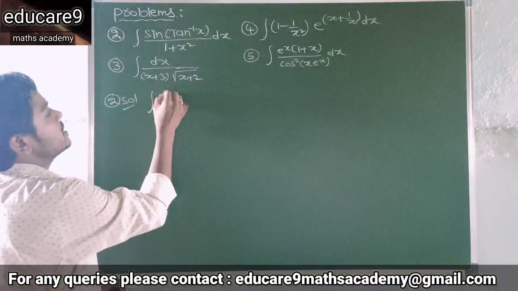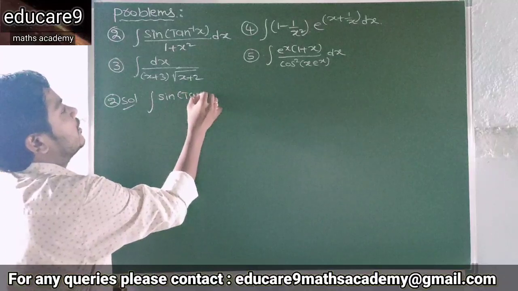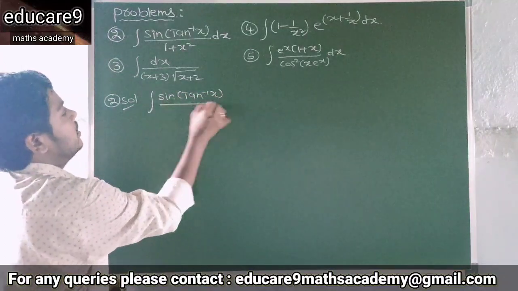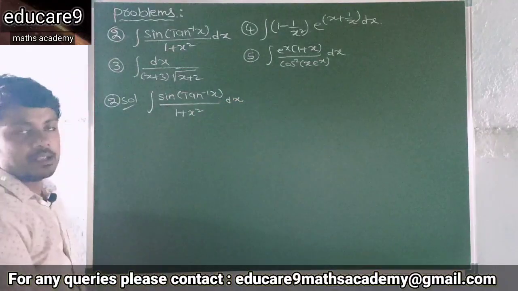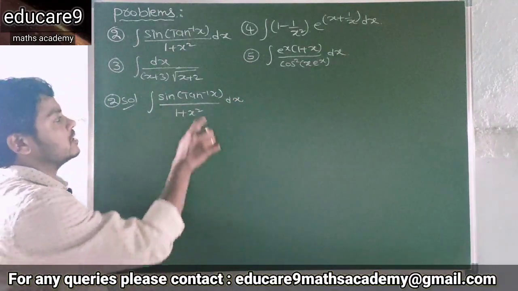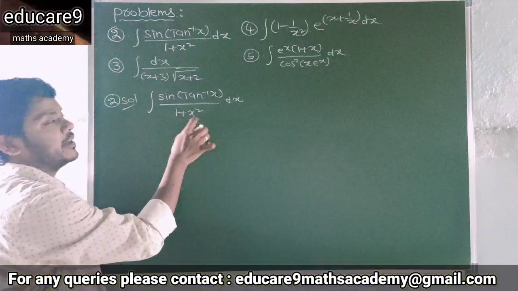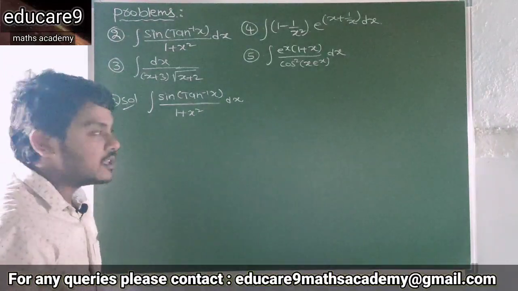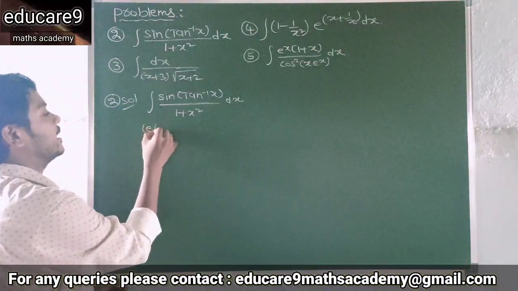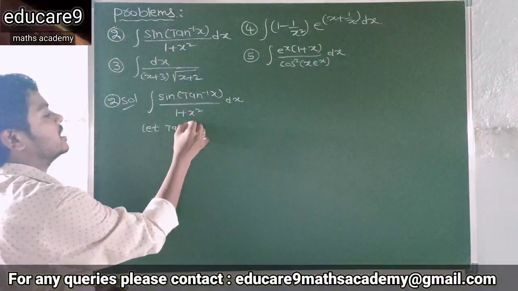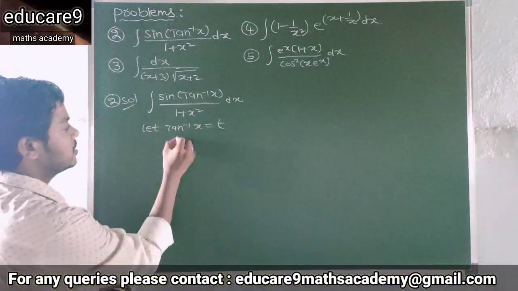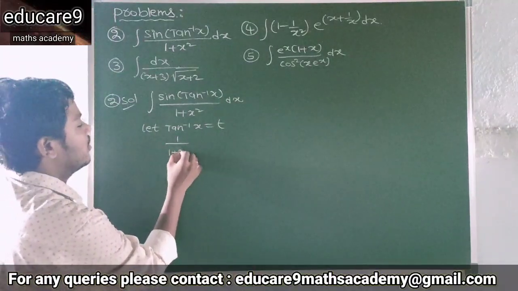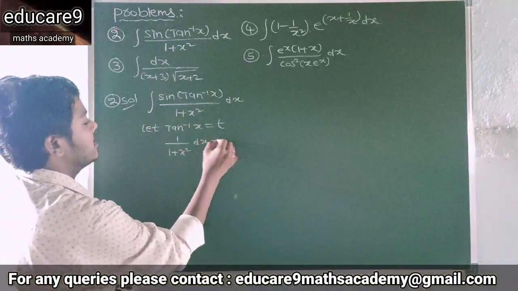So see the next one. Integration of sine of tan inverse x divided by 1 plus x square dx. So clearly this is the combination of tan inverse x and 1 by 1 plus x square. So in that case, let tan inverse x is equal to t and differentiate on both sides. So what you get? 1 by 1 plus x square dx is equal to dt.